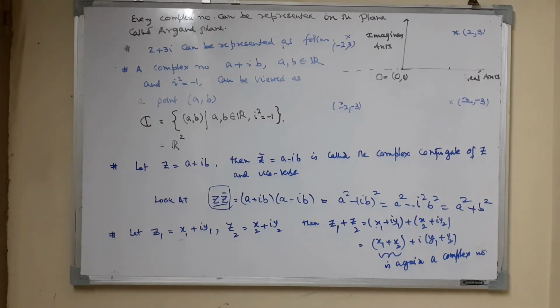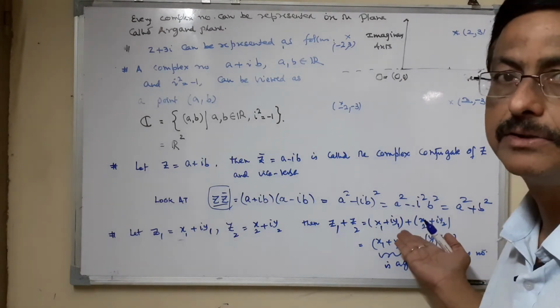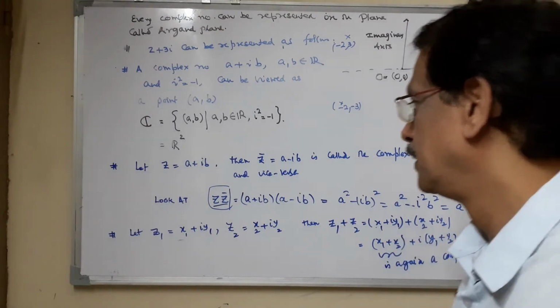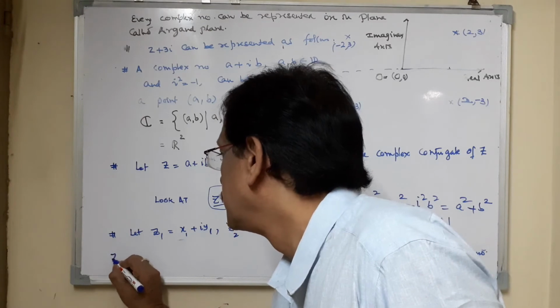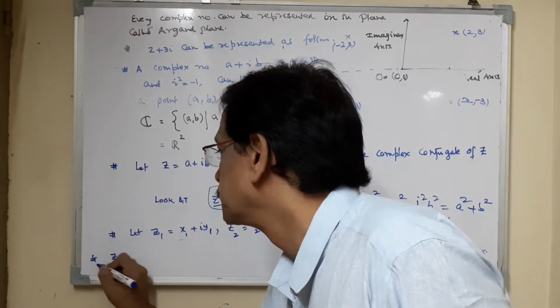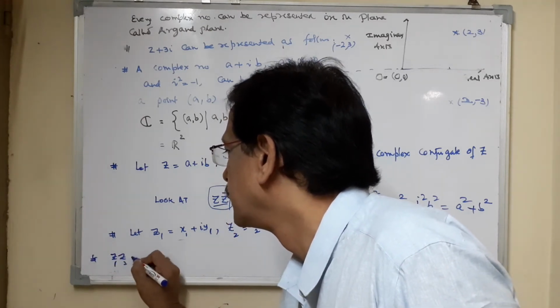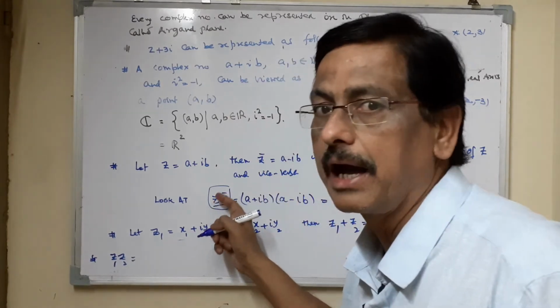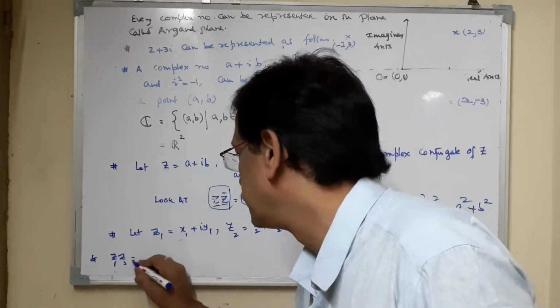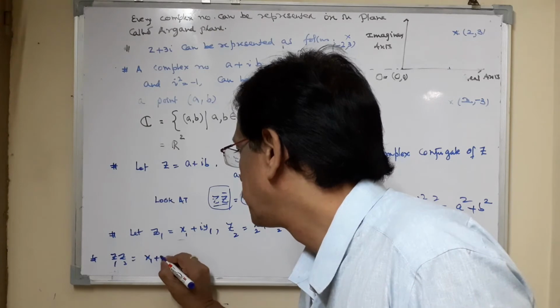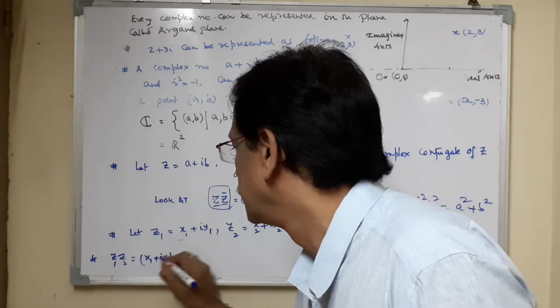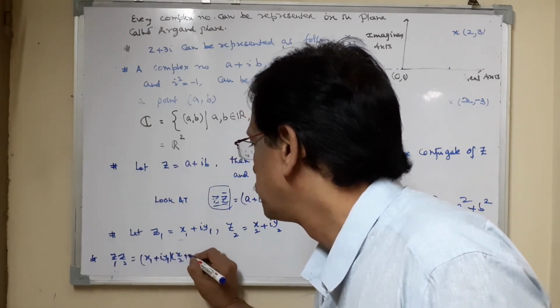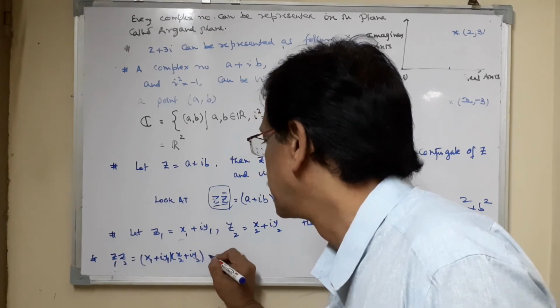Similarly, we can define minus. When plus is there, it has to be written minus. Now, let me write down z1 into z2. z1 into z2 is (x1 plus iy1) into (x2 plus iy2), multiply.